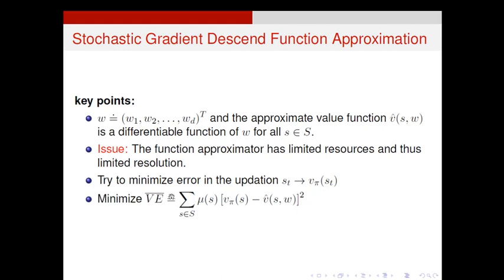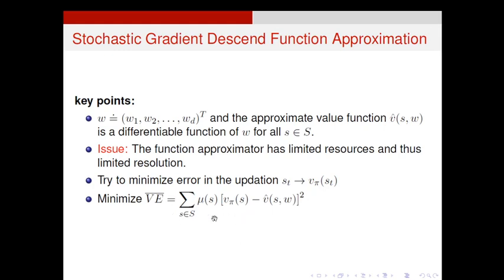So in stochastic gradient descent our aim is to minimize the error in updation. That means S t is updated to v pi of S t. In this updation of state value we have to ensure that the error in updation is minimum. Then only will the actual or target state value be achieved, or this process converge to the exact value of that state. So we form a mathematical function. It is denoted by VE bar, or value error. This value error is the summation over s in the state space S of mu of s times v pi of s minus v hat of s comma w, the whole squared. Now look into this function.